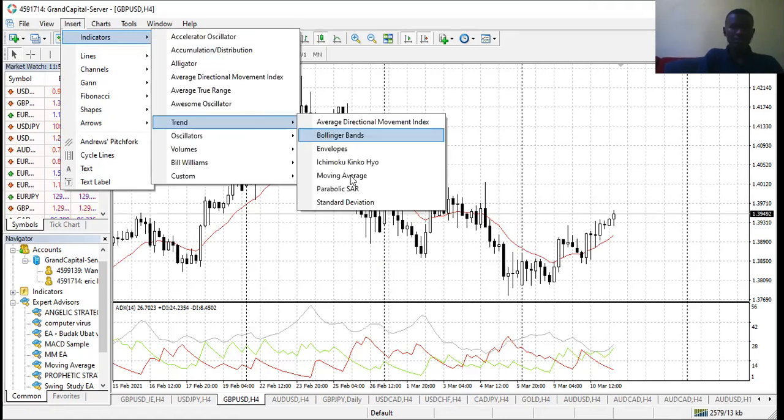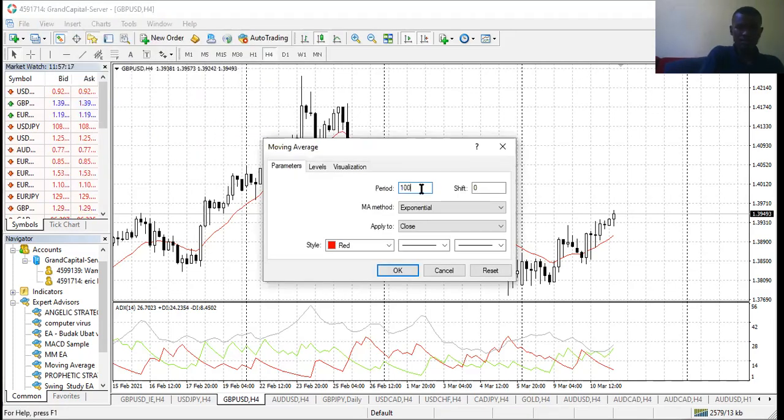I'll get 1,000. Still exponential. You can customize the color to be blue in this case, navy blue. It's a nice one. You can even increase the thickness, make it thicker to be more visible.